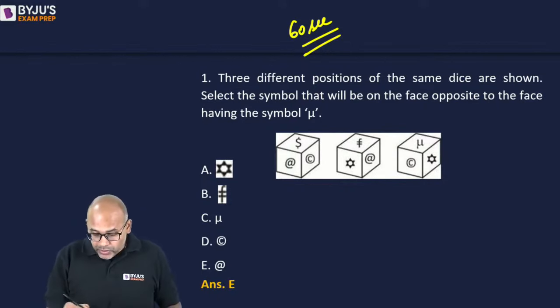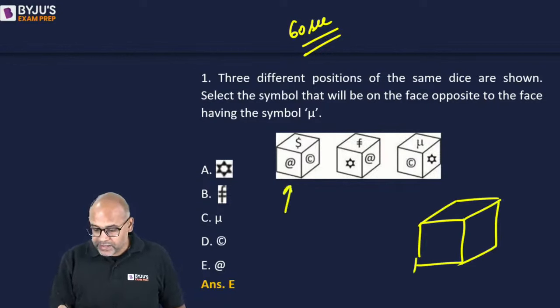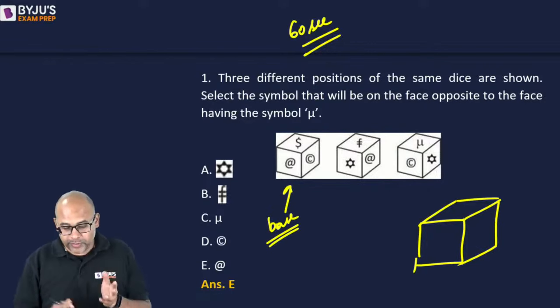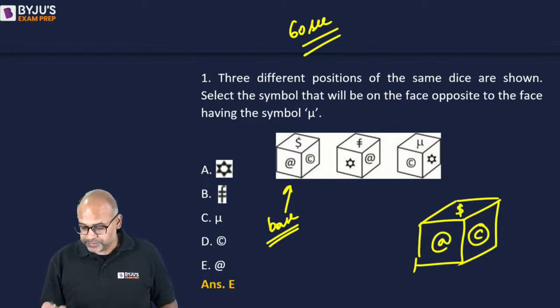Okay, so let me draw this figure. I'll draw it over here. Okay, so I have this cube. Now I will take this as the base. What do you mean by base? The base is I'm going to reproduce what is given in the first diagram. So this is C, this is ampersand, and this is dollar.